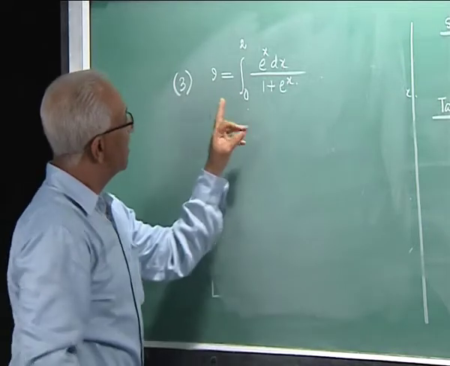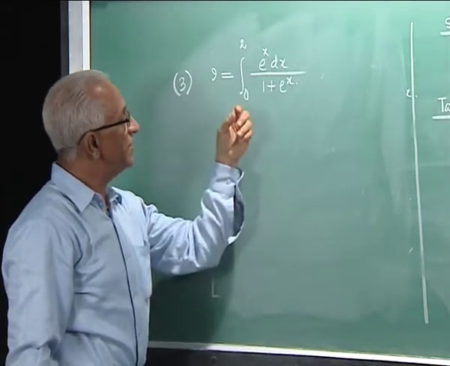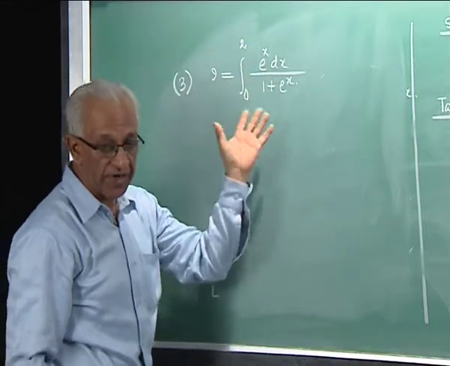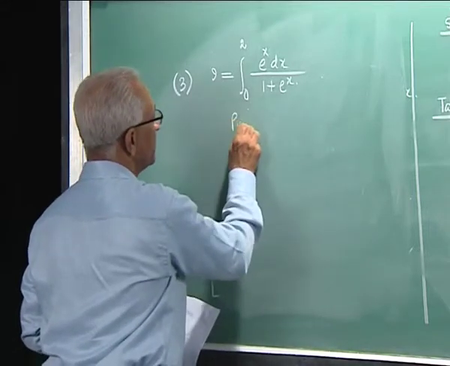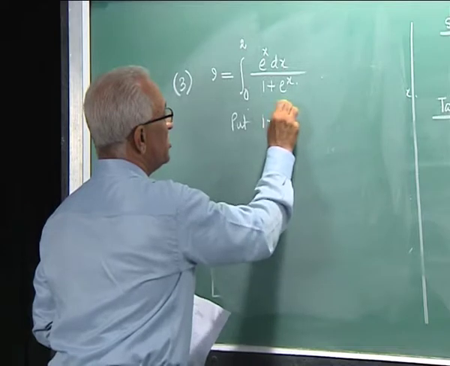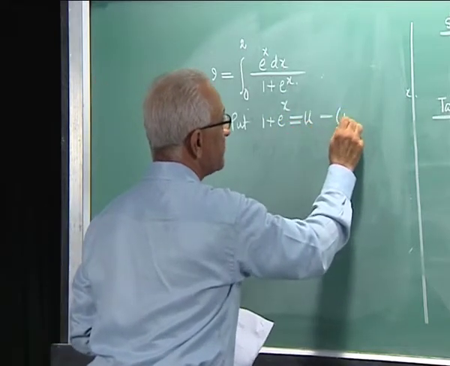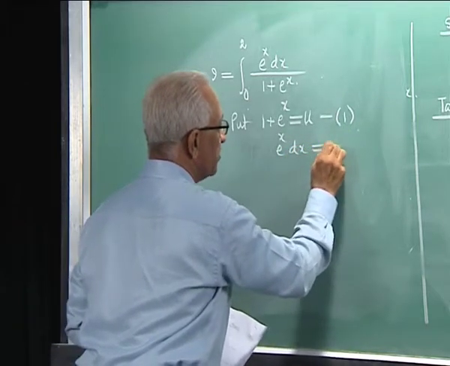If you recall, very early when we started integral calculus, I told you that these are the values, x is equal to 0 to x is equal to 2, but more often we don't write these every time. So I will be substituting 1 plus e to the power x is equal to u, which we usually do, and therefore e to the power x dx is equal to du.